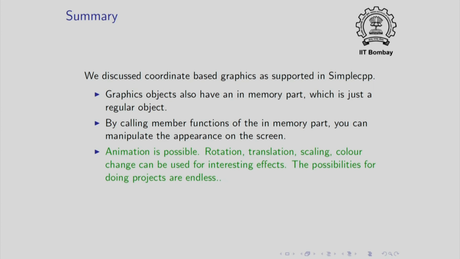You can use coordinate based graphics to do animations, and you can define objects, you can rotate them, translate them, scale them, change colors, and this can be used for producing interesting effects. And indeed, by using these things you can have many different projects. You can have objects which change colors, possibly objects which collide. You just have to let your imagination go loose.